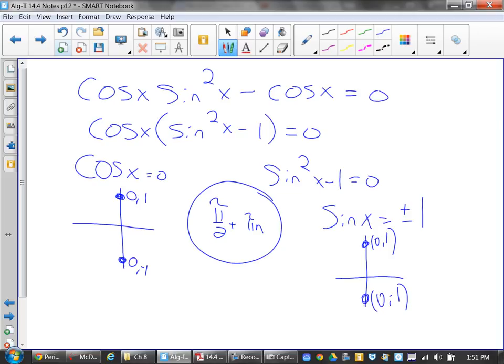I thought cosine was on the x-axis. Yeah, it is. Where is x equal to 0? Oh, okay. Where is y equal to 1 or negative 1? Okay. Oh, negative.